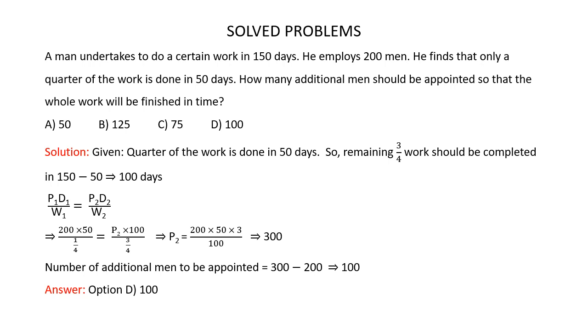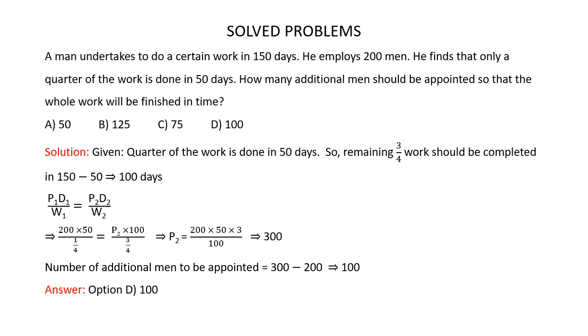Now it's given that a man undertakes to do a certain work in 150 days. He employs 200 men, but he finds that only a quarter of the work is done in 50 days. So the remaining 3/4 of the work should be completed in 150 minus 50, that is 100 days. Now, as you can see here, the amount of work done in both the cases is different. Here it is quarter of the work and here it is 3/4 of the work.